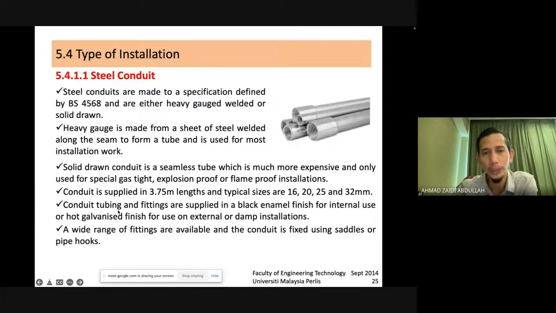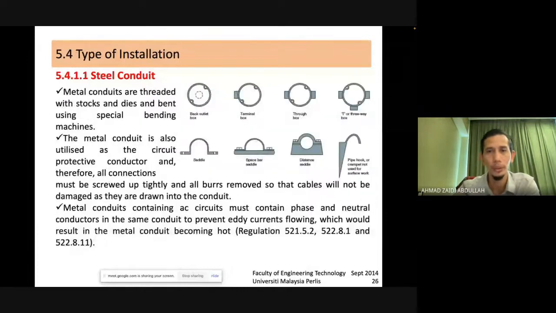So conduit tubing and fittings are supplied in a black enamel finish for internal use or hot dip galvanized finish for external installation. Okay, a wide range of fittings are available and conduit is fixed using saddle or pipe hook. So yang ni bila kita nak lekatkan our conduit yang steel ni, you need to use saddle or we call it pipe hook. Okay, this is a sample figure of the accessories when we are dealing with the steel conduit lah. So you must use bags, outlet box, ni di saddle yang clip, dia nak lekatkan, dia nak pegang our conduit tu, we call it saddle.